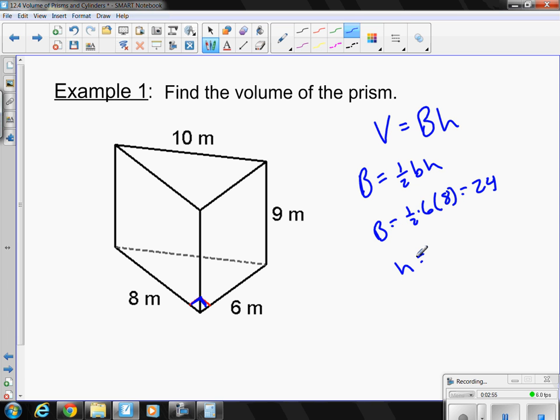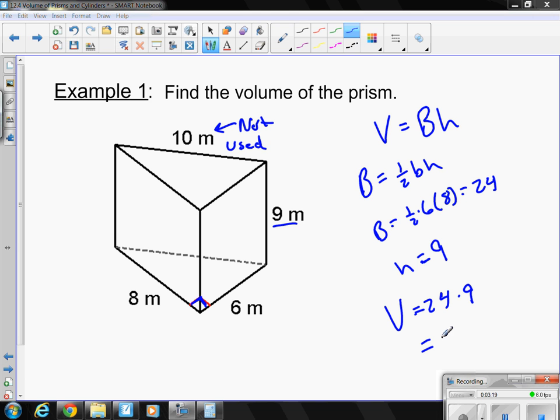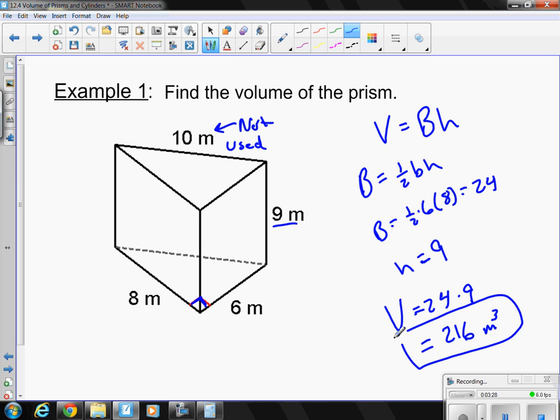And the height is the distance between the two bases. Okay, this is my height, the distance between, 9. Notice this is not used in the problem. If we were finding the surface area, we'd need it, but it's not used for volume. So our volume is 24 times 9, which equals 216 meters cubed, cubic meters in this problem. Okay.